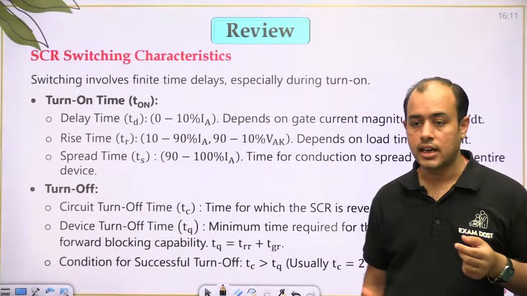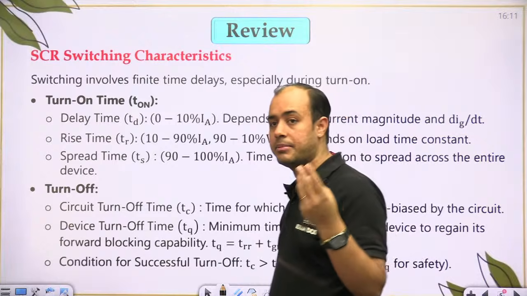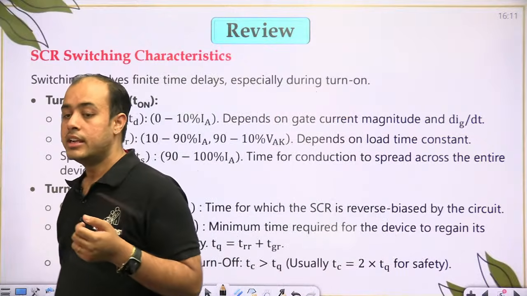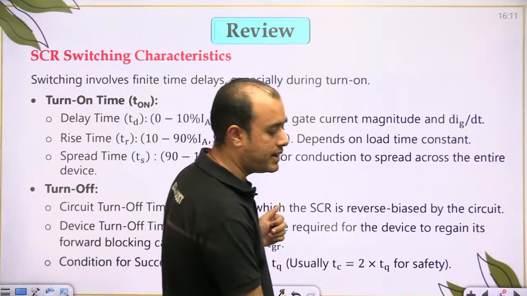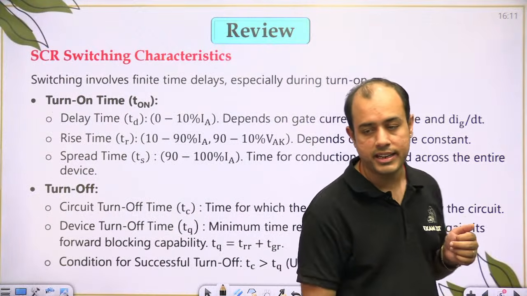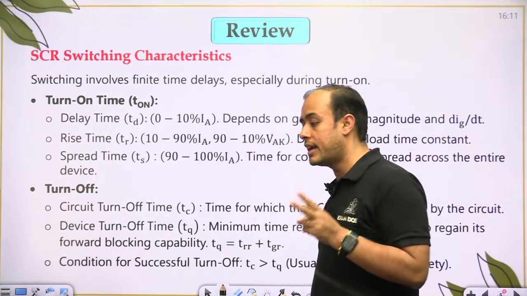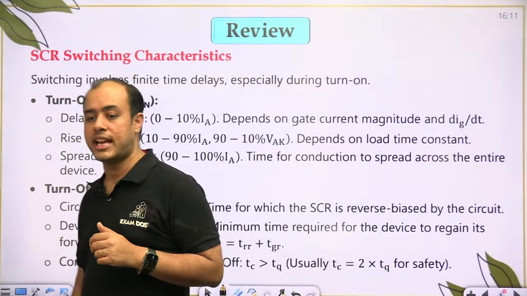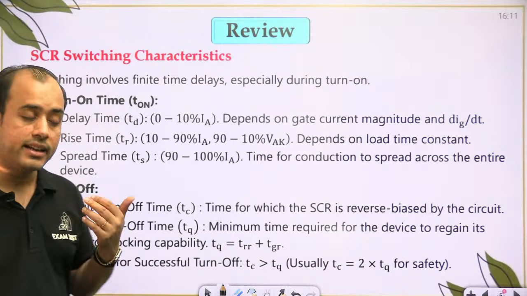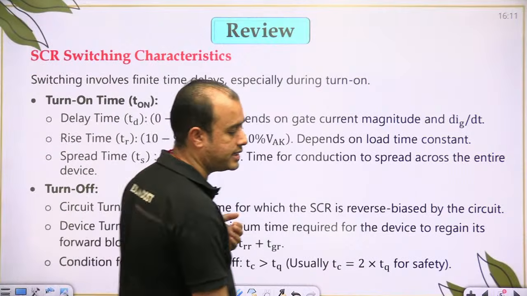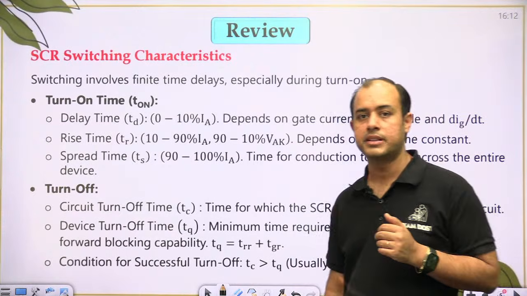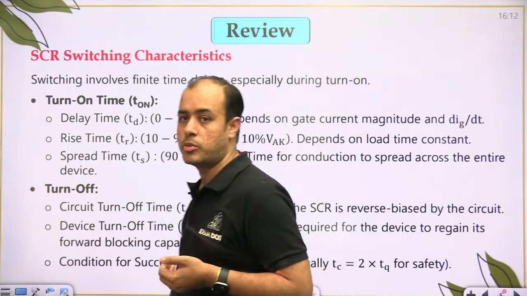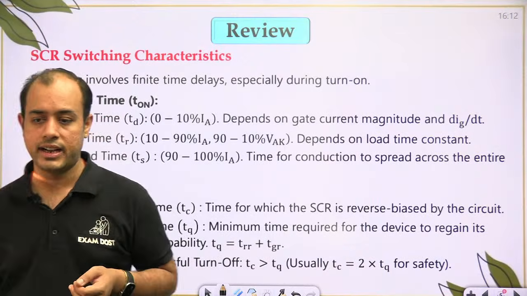During the turn on time, there are 3 times: delay time, rise time, and spread time. During delay time, current rises from 0 to 10%. It depends on gate current and di/dt. During rise time, anode current rises from 10% to 90%. It is dependent on the time constant. During spread time, current goes from 90% to 100%, and it depends on the geometrical construction of the device.